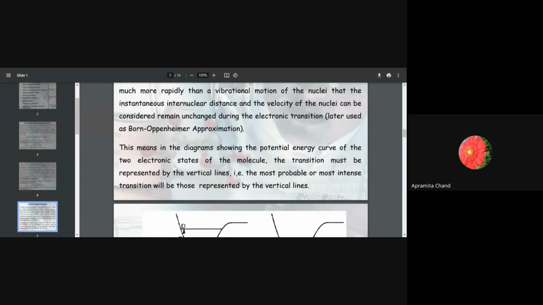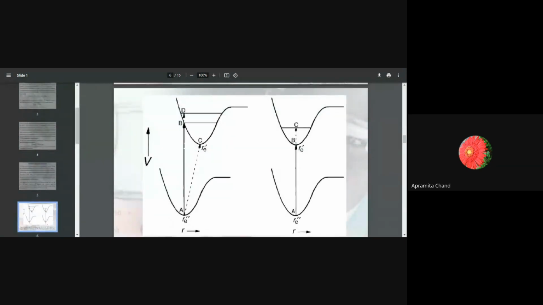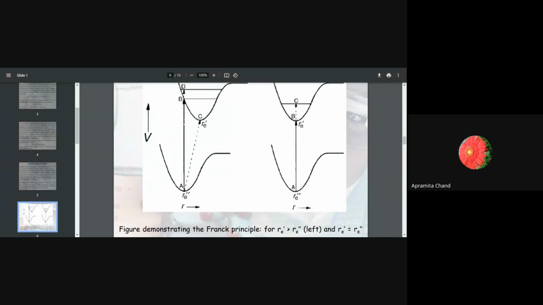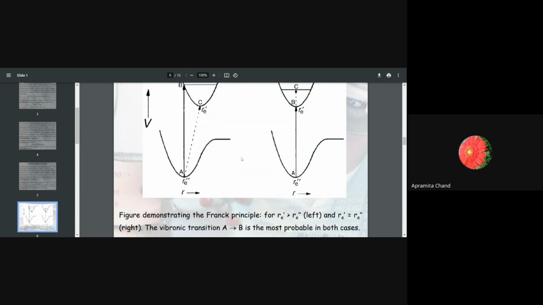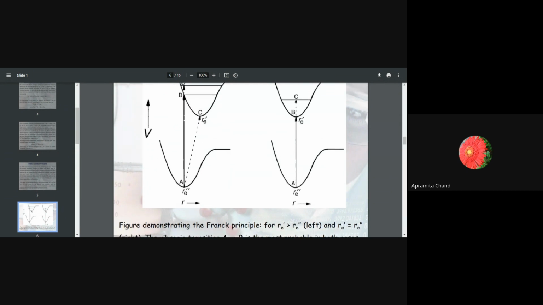So in the diagrams that show the potential energy curve of the two electronic states of the molecule, the transition must be represented by vertical lines. These vertical lines will be the most probable or most intense transition. So if we have these potential energy diagrams, the Franck-Condon principle always works in the vertical direction.